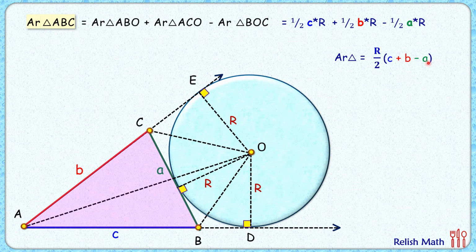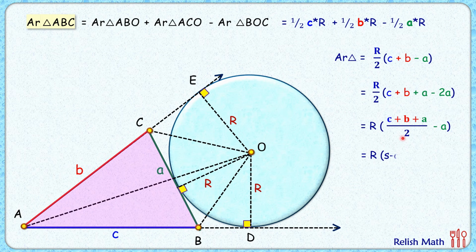Now to simplify it, let's add plus A and minus A in the bracket. So we'll get C plus B plus A minus 2A. This is divided by 2, so let's take it inside the bracket. So we'll get R times A plus B plus C by 2 minus 2A by 2, which is A. Now here we know A plus B plus C by 2 is the semiperimeter, that is S.